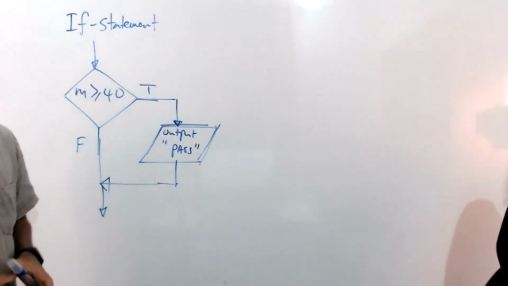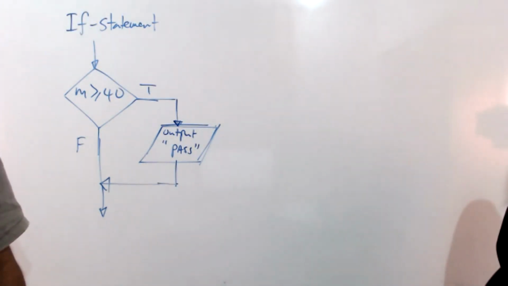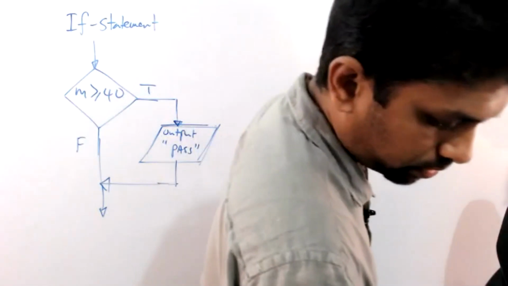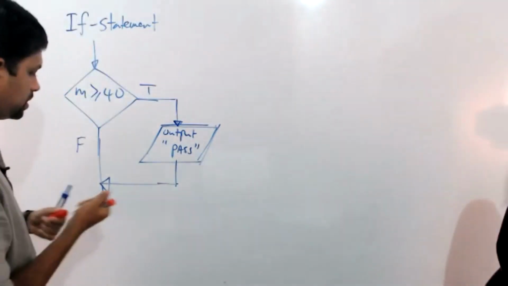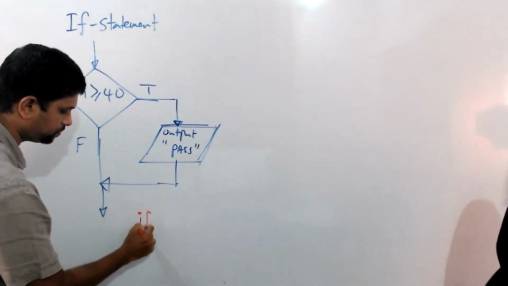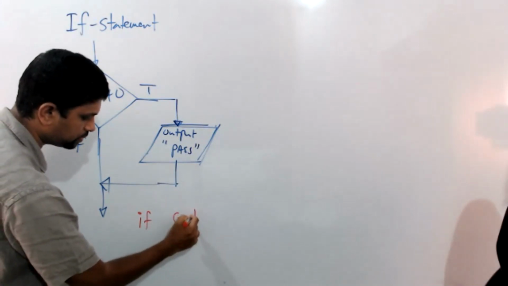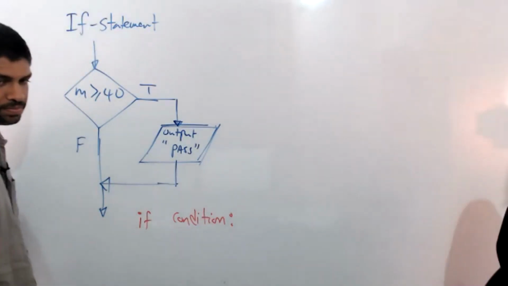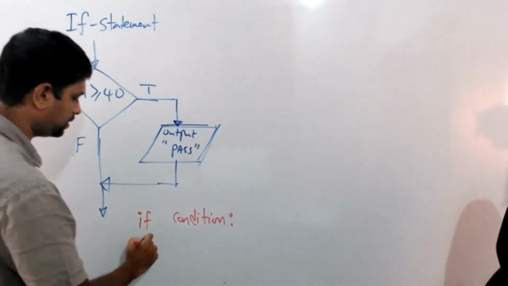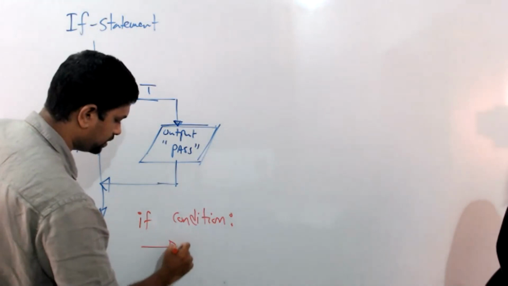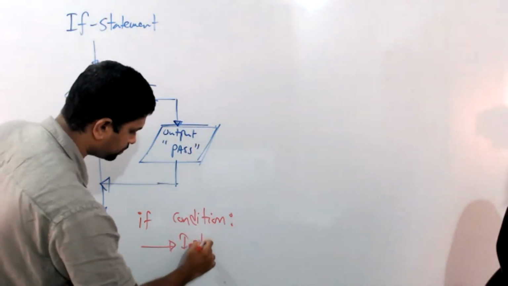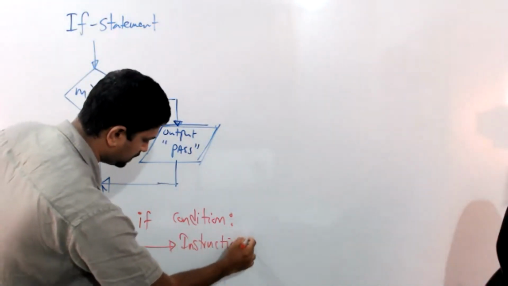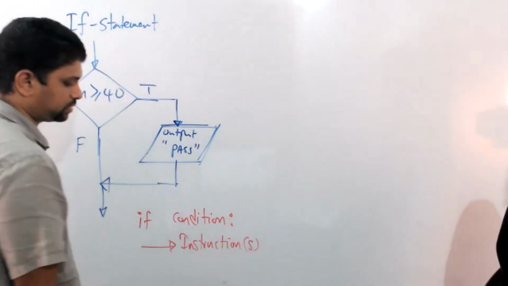So in general, this is how you have to use the if statement. This is the general format. I am going to write down the general format of the if statement. If, then you have to put a condition and put a colon, right? Then there must be a tab here. Then you have to put your instruction. It can be one or many instructions.